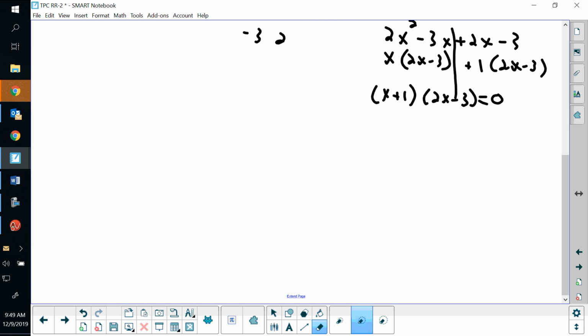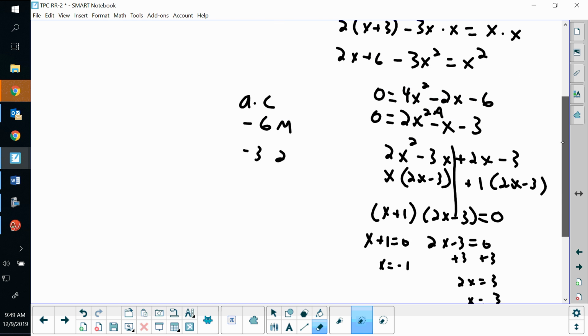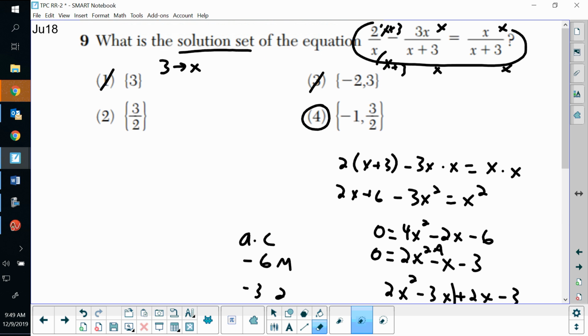So notice this is a lot more work than just doing a store. Set them each equal to 0. This would give us x equals -1. Here we'd add the 3 over and get 2x equals 3, and divide by 2 to get x equals 3 halves. But if we did this algebraically, we'd still have to store them and check them to see if they worked out. So that's why in a multiple choice, it makes no sense to do it algebraically. But we want to be somewhat comfortable doing it algebraically, just in case it's a free response.